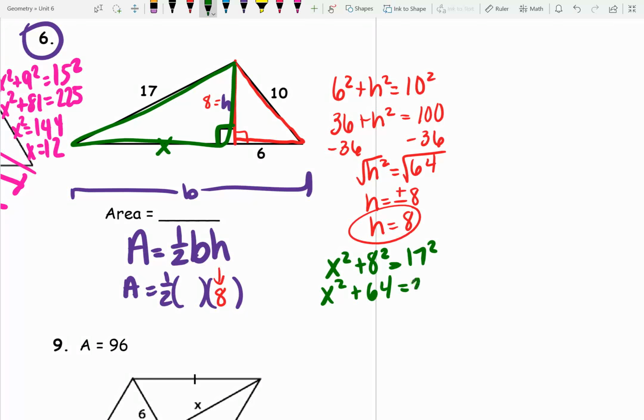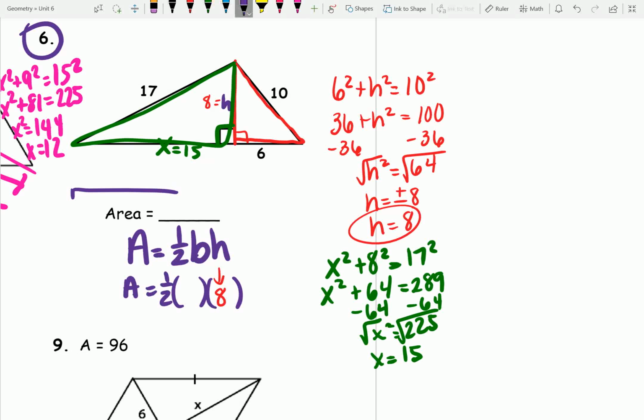17 squared is 289. If we subtract 64 from both sides of our equation, we end up with x squared equals 225. To get rid of our square, we're going to inverse that, which is square rooting. So then x is 15. That is this piece right here. Now we want the whole base, and that is our 15 plus our 6, which gives us 21. So our whole base is 21.